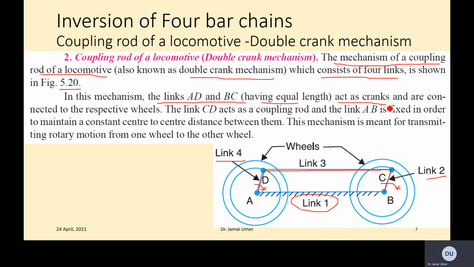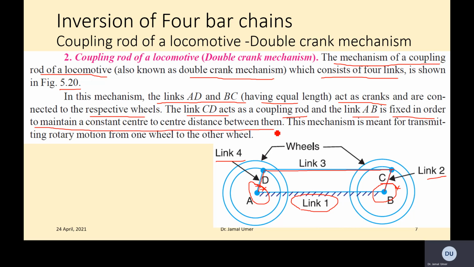Why we are saying 2 cranks here? Because both are making a complete revolution. So this was making complete revolution, this one making complete revolution. Are connected to respective wheels. The link CD acts as a coupling rod, CD acting as a coupling rod, and link AB, basically link AB is a fixed in order to maintain a constant center to center distance between them.